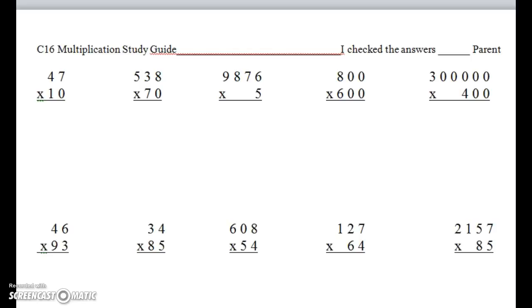Here's a quick video of the multiplication study guide. Anytime I have a zero in it, at the end I want to just put my zero down and then multiply what's left. So I got 1 times 47 left. 1 times 47 is 47, 470.